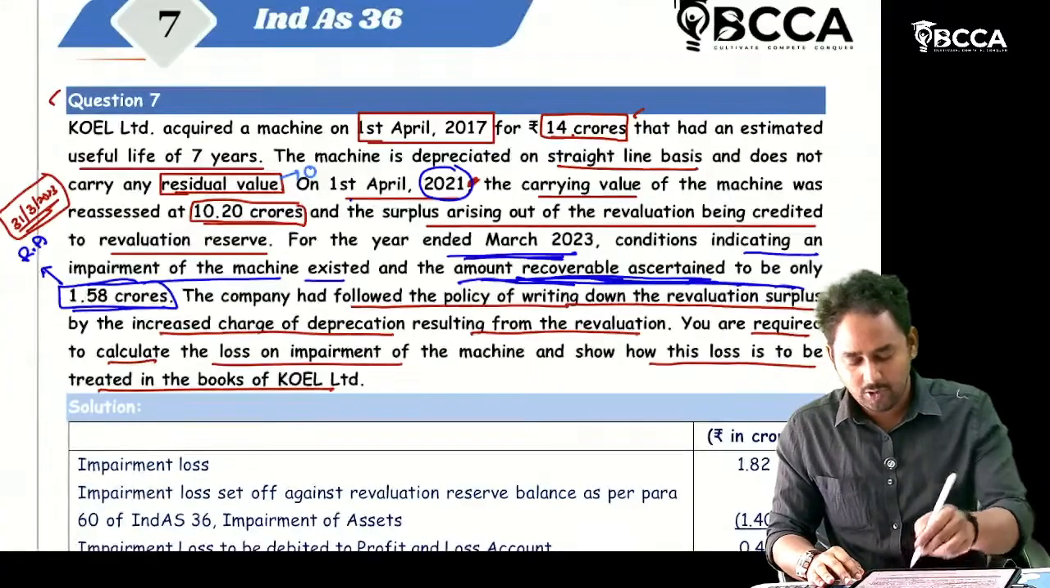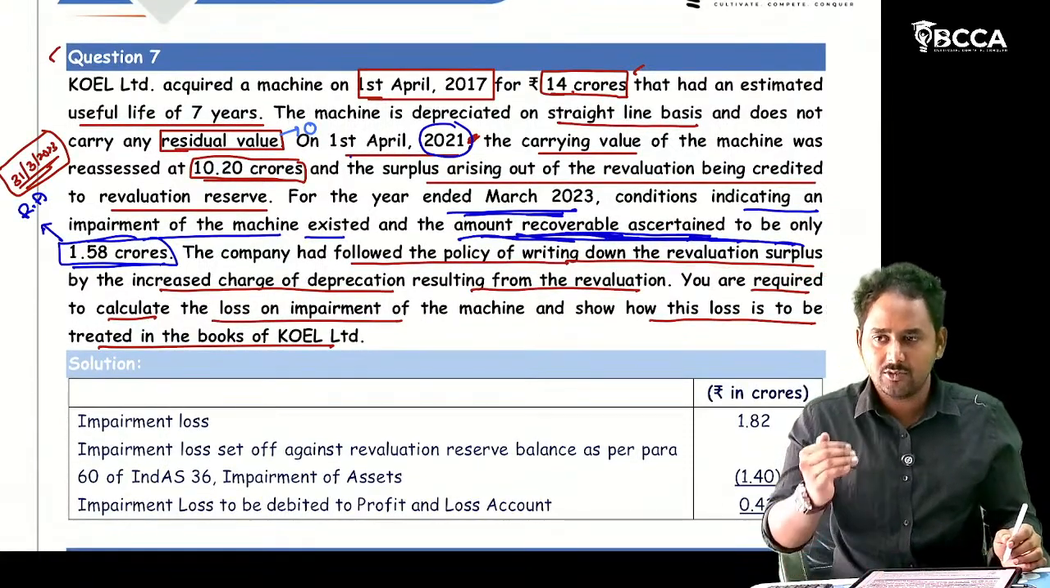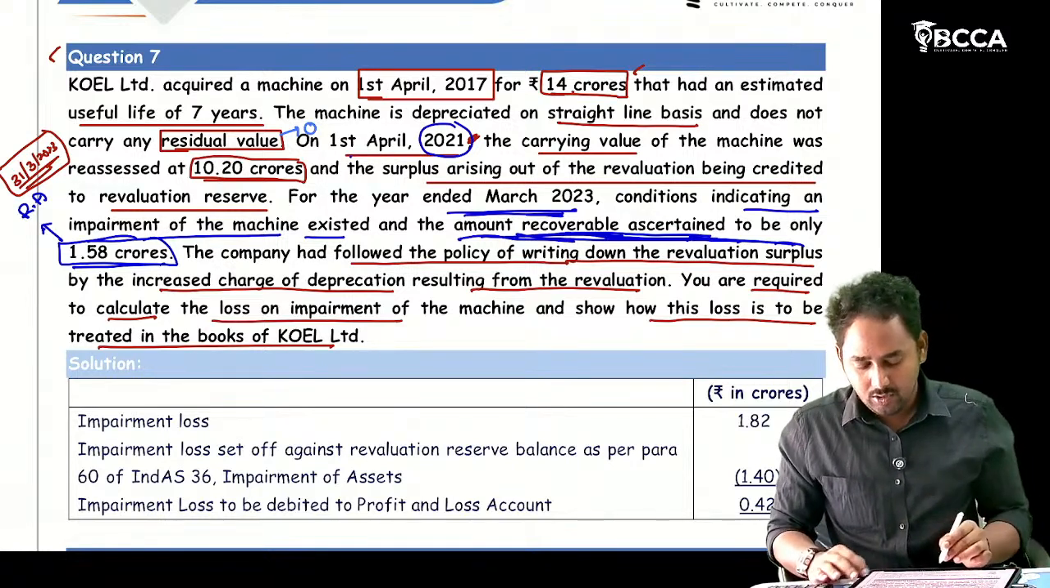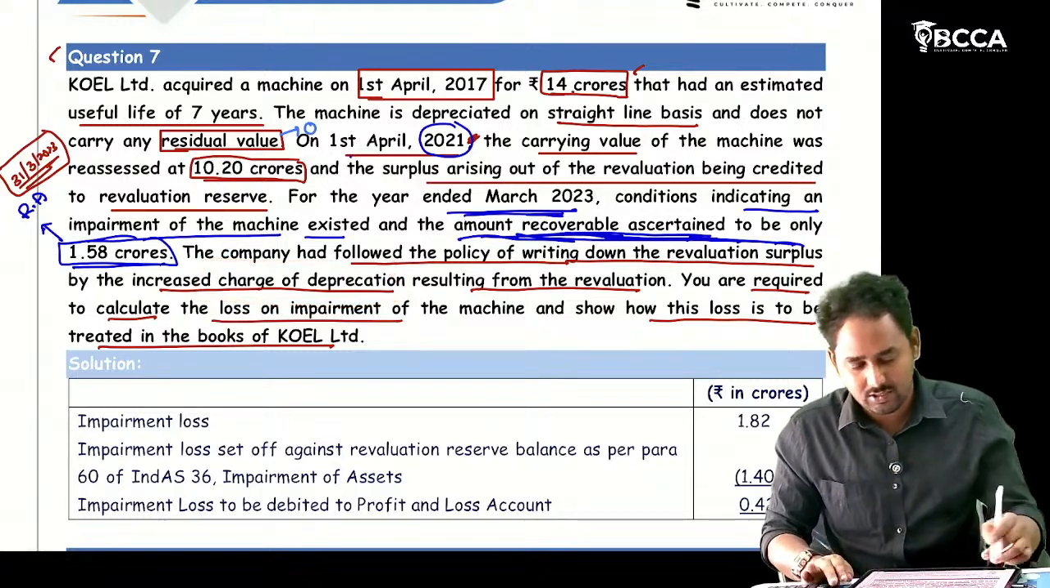Here they followed the policy of writing down the revaluation surplus. Writing down means reducing the revaluation surplus by transferring it to the P&L, based on the charge of depreciation. So in the ratio of the depreciation, simply saying.